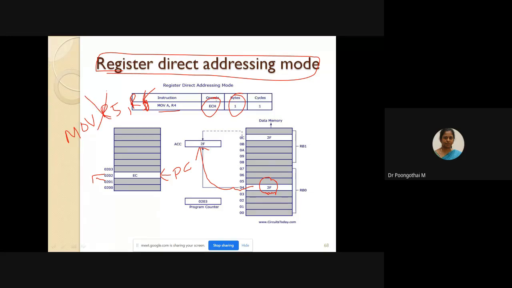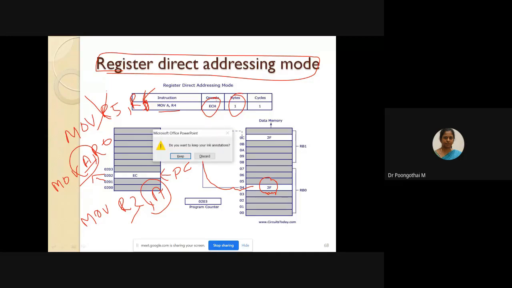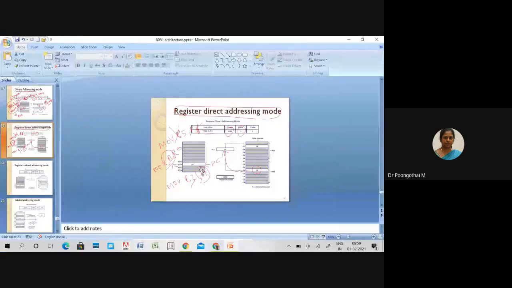You can use MOV A, R0 or MOV R2, A. So, when accessing the register bank, one of the registers must be the accumulator. We cannot use general purpose registers in the place of both source and destination. So this instruction is an invalid instruction. Any doubts? Up to this, any doubts?